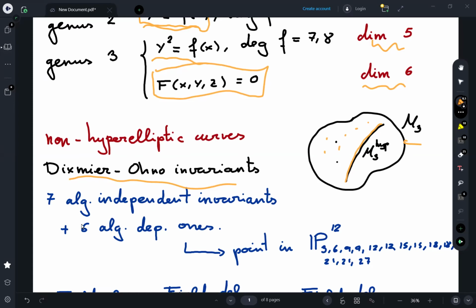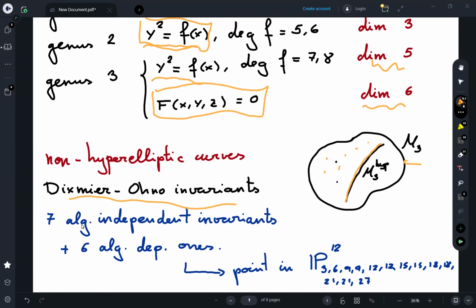Now, as an exercise to see if we understand what is happening here, look, I said that the dimension of the moduli space is 6, but the number of algebraically independent invariants is 7. Where are this 7 and this 6 coming from? Well, it is coming from the fact that you have to look at those invariants in a projective space. So these 7 algebraically independent invariants give you a dimension 6 space.